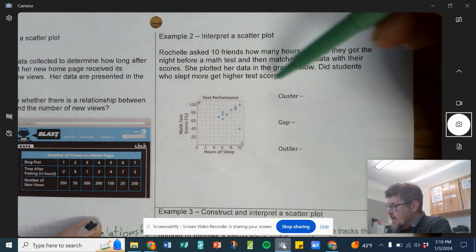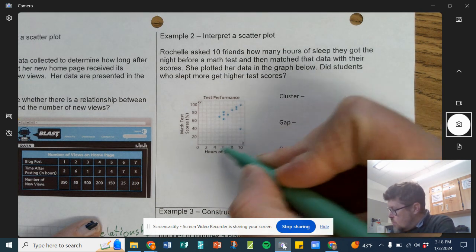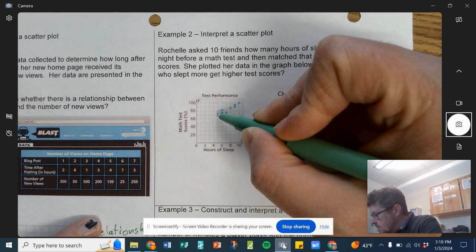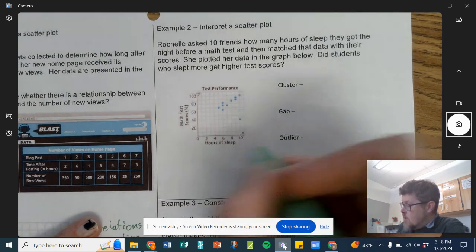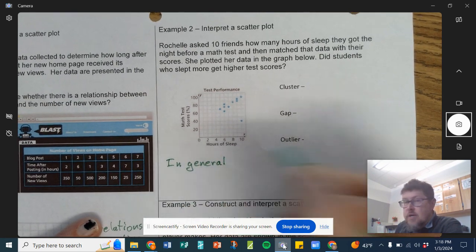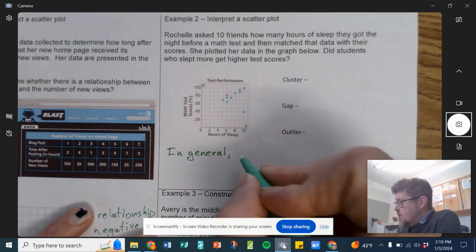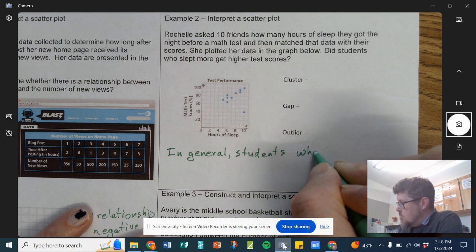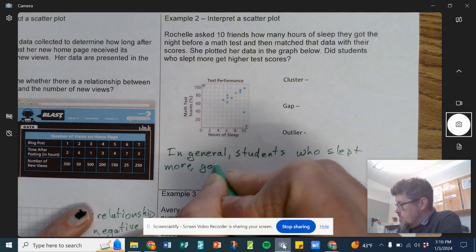Did students who slept more get higher scores? Well, in general, that's the case, because we can see that this person who slept for 10 hours got 100%, and this person who slept for 5 hours got like 60 or 70%, right? So we've got a general upward trend right here. Because this is real world data, you're going to have some squirrely stuff that happens. We can say in general, students who slept more got higher scores.